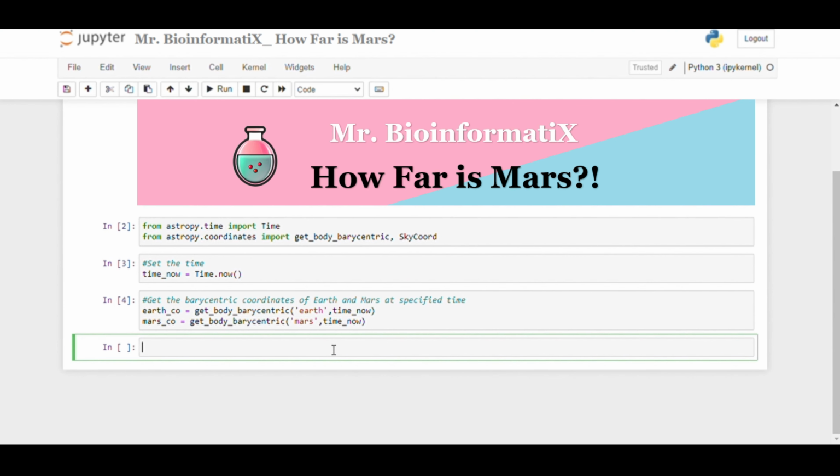To perform the distance calculation, we create SkyCoord objects for Earth and Mars, specifying the ICRS frame and Cartesian representation type.